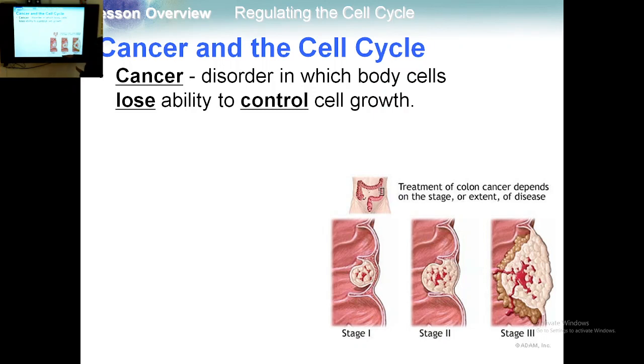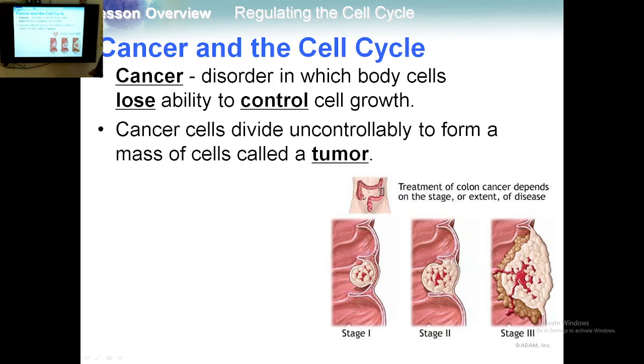This is stage 2. As you can see, the growth didn't stop. And here in stage 3, there is a differentiation in the cells, huge growth, a huge difference in the structure of the colon.